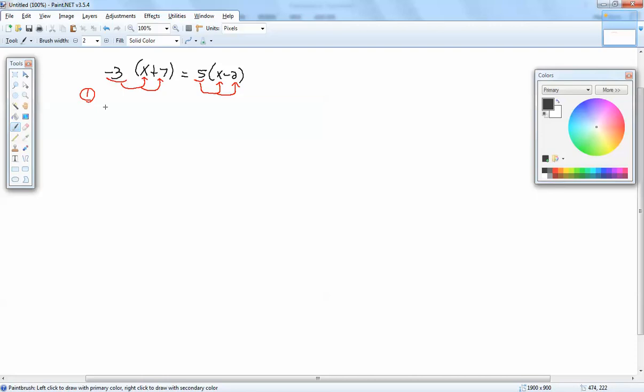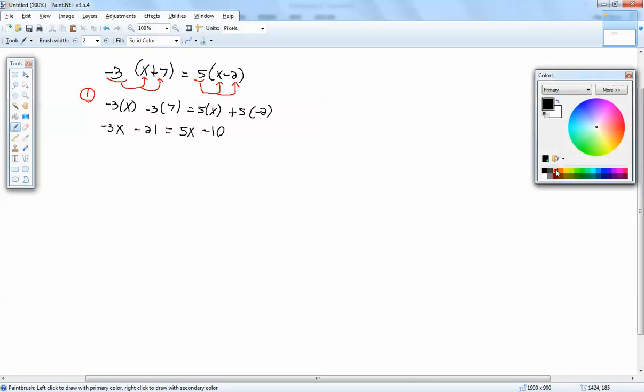Okay, so I'm going to have negative 3 times x and negative 3 times 7. I'll have 5 times x, and I'll have 5 times negative 2. Negative 3 times x is negative 3x. Negative 3 times 7 is negative 21. 5 times x is 5x, and 5 times negative 2 is negative 10.